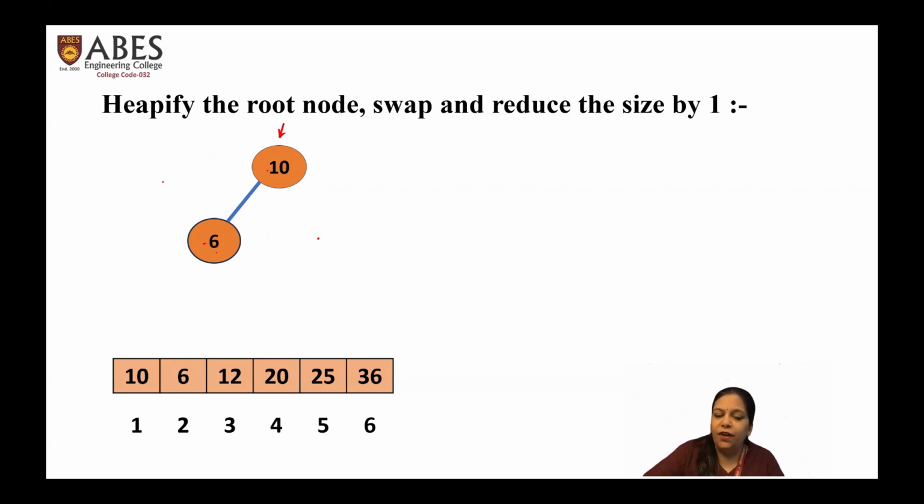But then after heapification, we have to swap the root node with the last node. So the root node is 10 and we have to swap it with the last node, which is 6. So this will be the situation. This will become 6 and this will become 10. And then we will reduce the size of the heap by 1. And so 10, 12, 20, 25 and 36 are sorted. At this point of time, we are left with only one node and there is no need of further heapification as this node is already sorted.